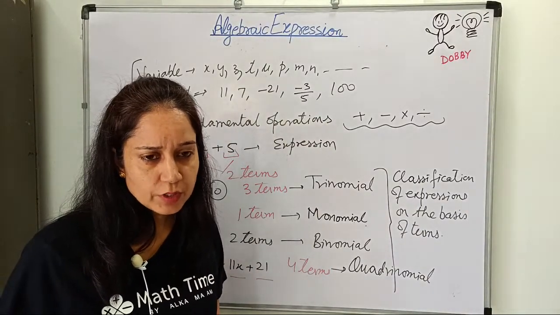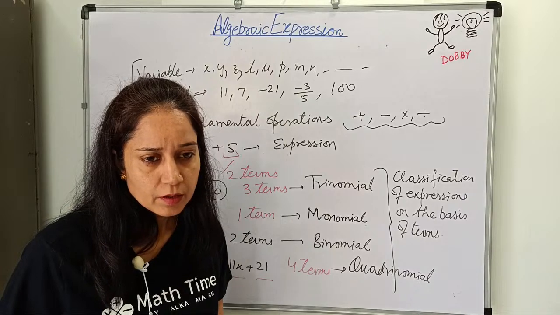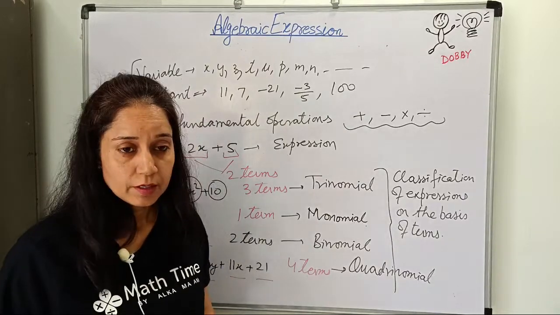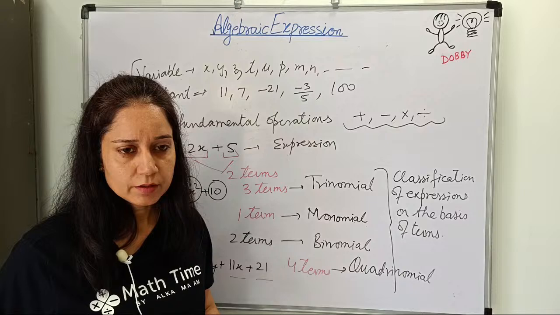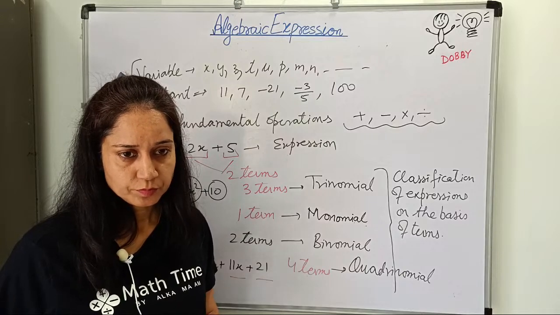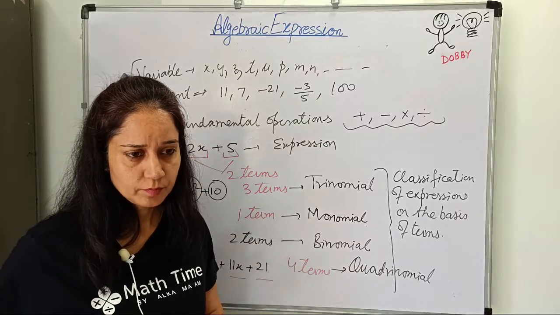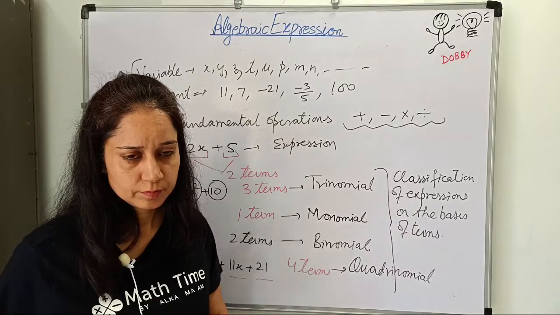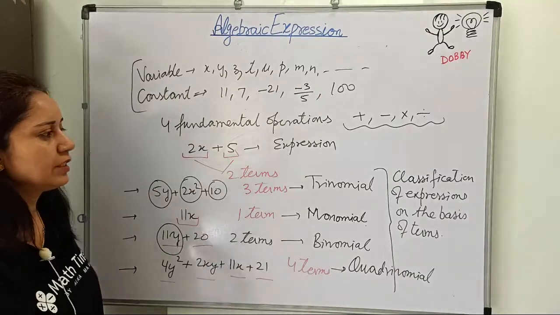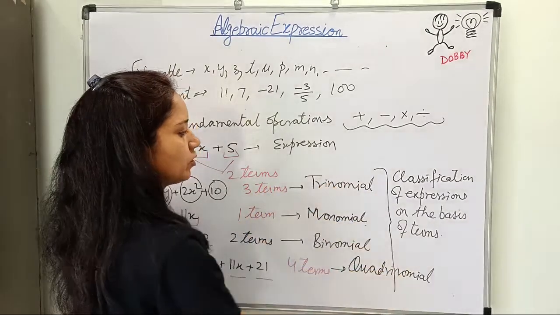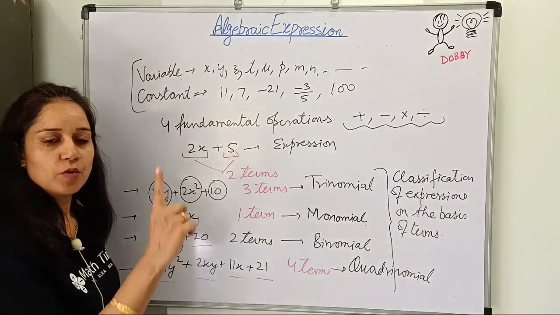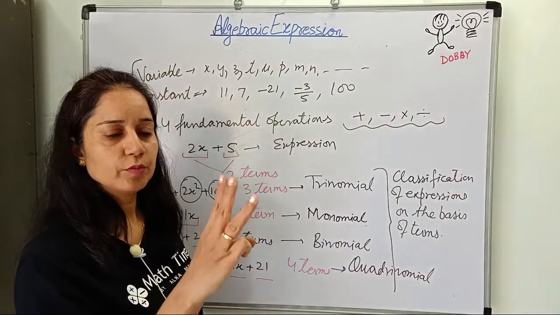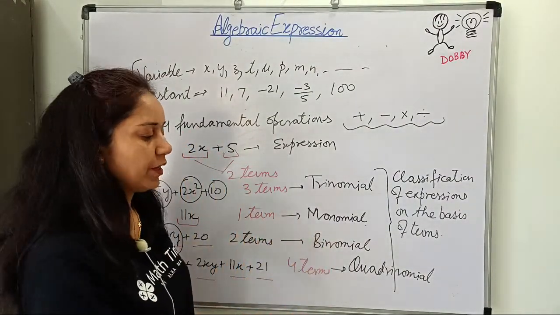Children, your doubts you can write here. Okay. I'll be solving them parallelly. So note down this. This is the classification of expressions on the basis of terms. Monomial, binomial, trinomial, then quadrinomial.